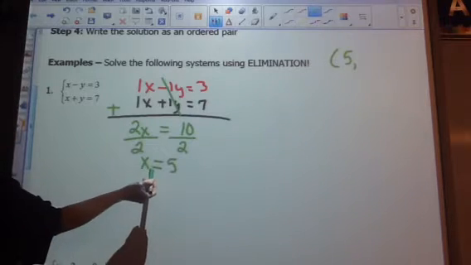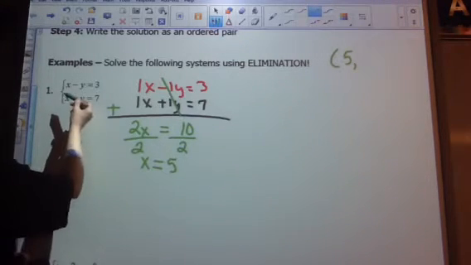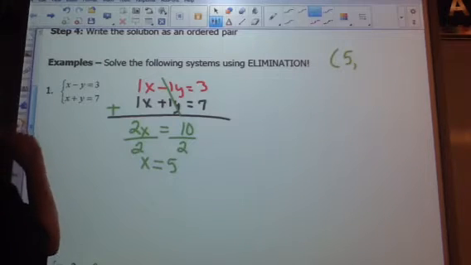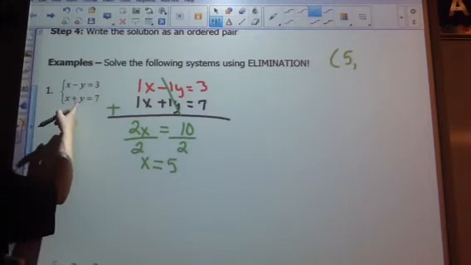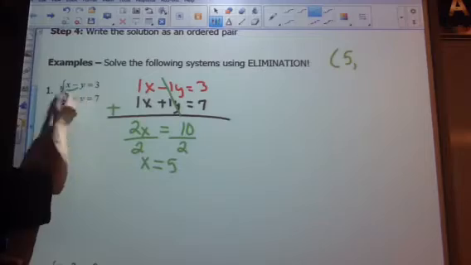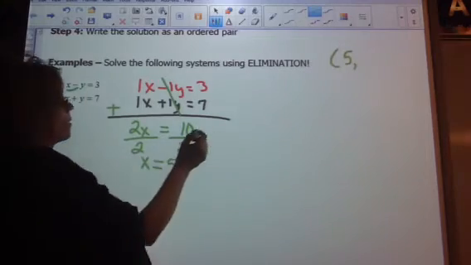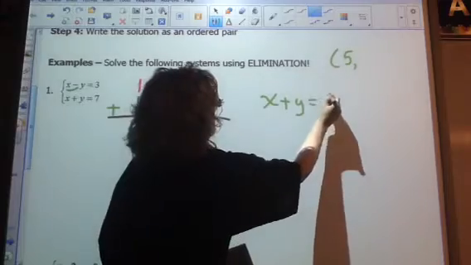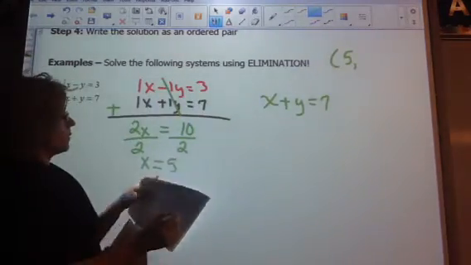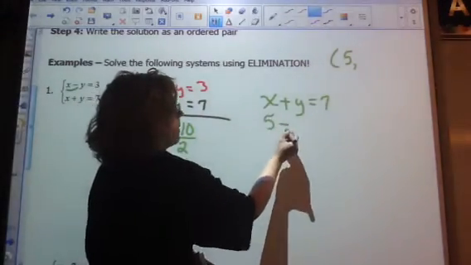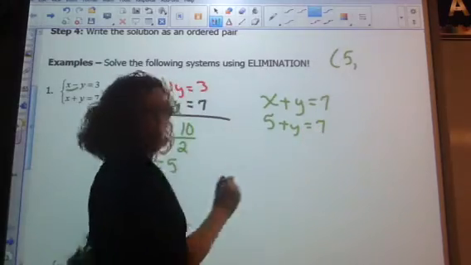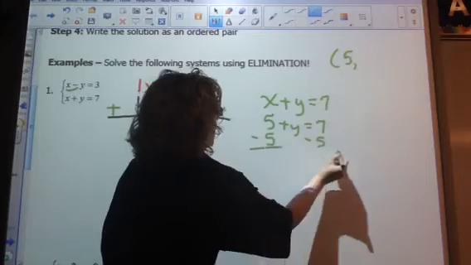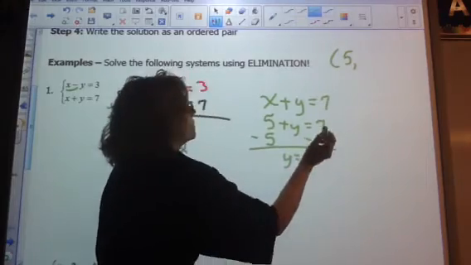Once you find which one of the coordinates it is, you can substitute it into either equation. And I think I'm going to use the second equation so I don't have to deal with the subtraction here. So I'm going to take x plus y equals 7. I'm going to substitute in for x, and now I can solve for my variable y. By isolating that variable, subtract 5, so y equals 2.